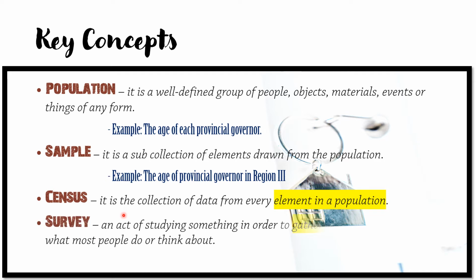Okay? Next, we have the survey. So survey is an act of studying something in order to gather information about what most people do or think about. For example, in layman's terms, survey is just knowing the pulse of people. Okay? Knowing the pulse of people. For example, you are conducting a survey. You're asking people, what vaccine do you prefer? Okay? So you're just asking anything you need to ask. So that is a survey. So you're just asking questions and knowing their answers. Okay, so that is now the definition of these four concepts used in statistics. Now let's proceed.